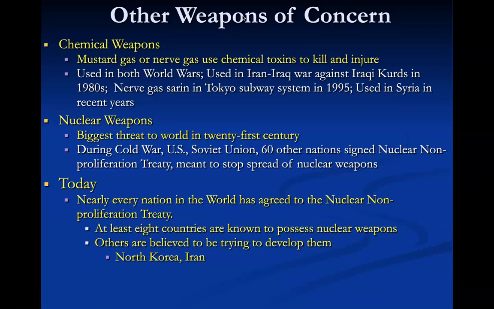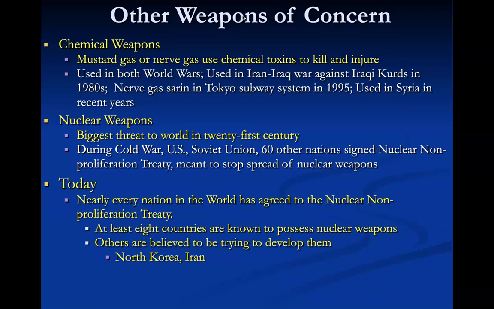Nuclear weapons. This is the biggest threat of the war in the world, is nuclear weapons. So, during the Cold War, it was just the U.S. and the Soviet Union who had them at first. But then 60 other nations decided that no one is going to use them anymore. So, people have pretty much agreed that using nukes is a bad idea because you have things like mutually assured destruction, where it's like, if you nuke me, I will nuke you, and that will kill everything.